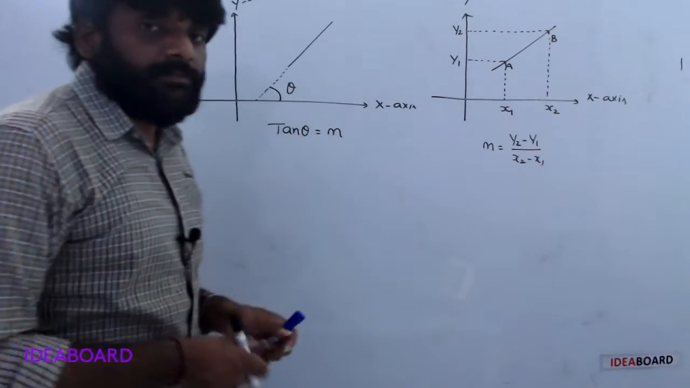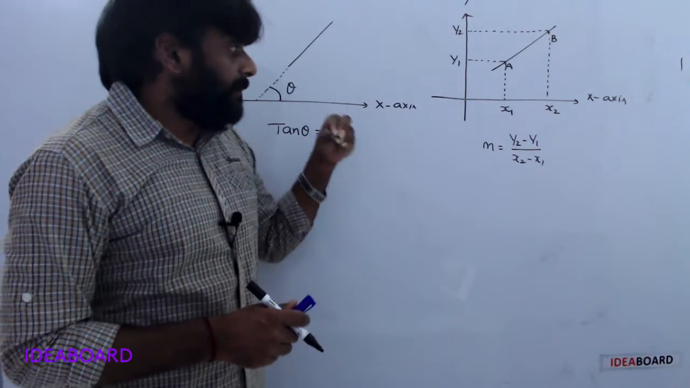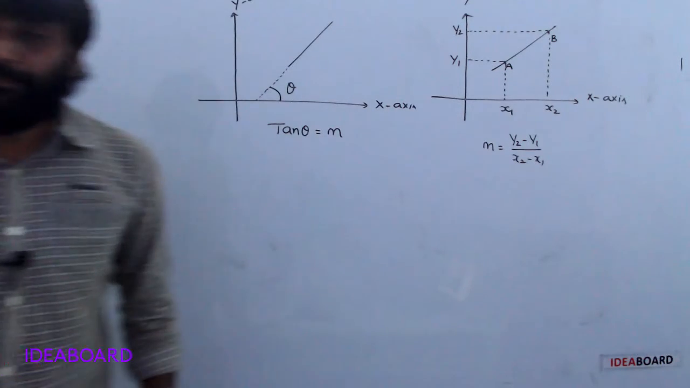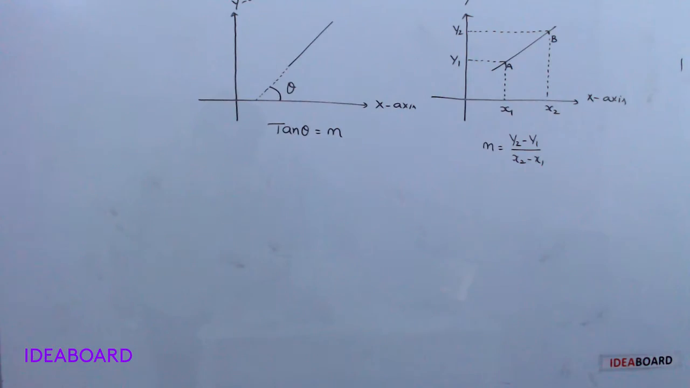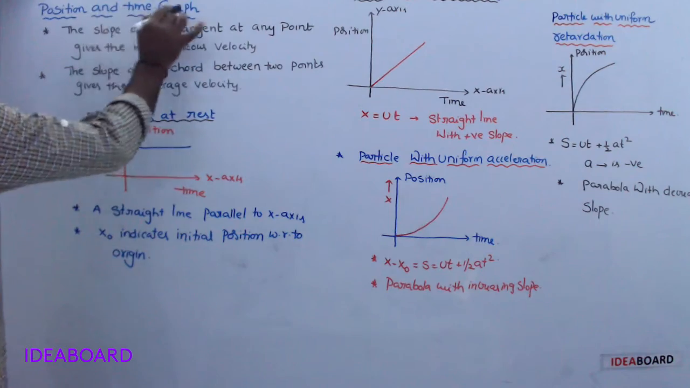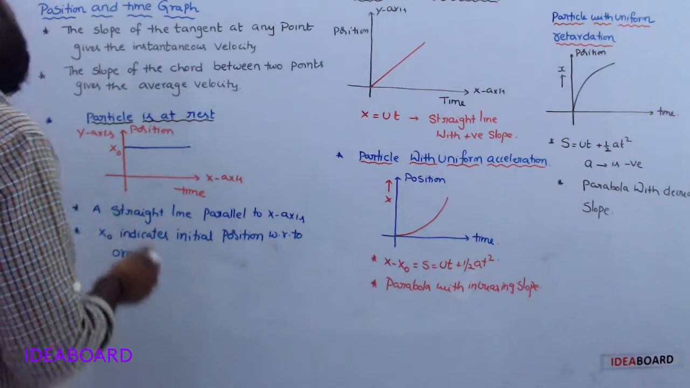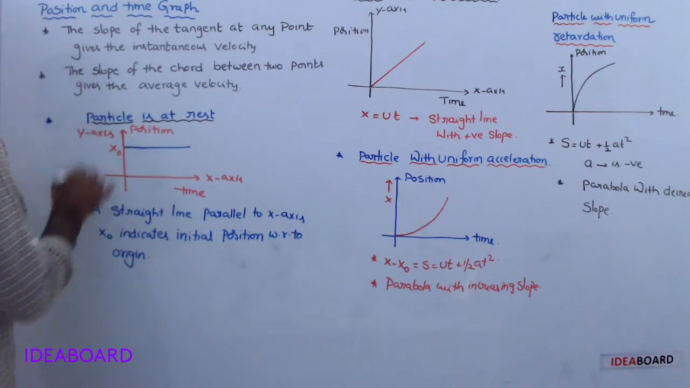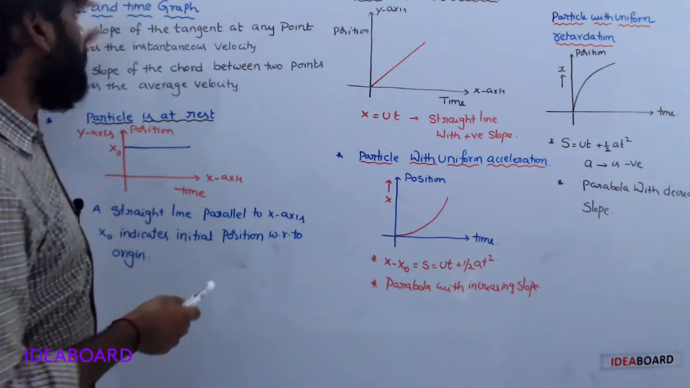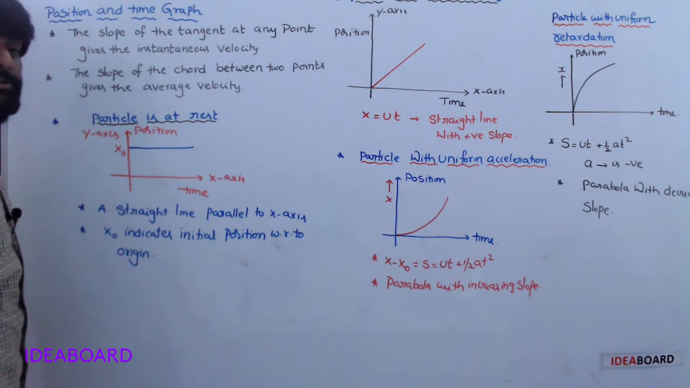Understood? Now we discuss different types of graphs based on position and time, velocity and time, and acceleration and time. See here, position and time graph. In the position and time graph, the slope of the tangent at any point gives the instantaneous velocity.